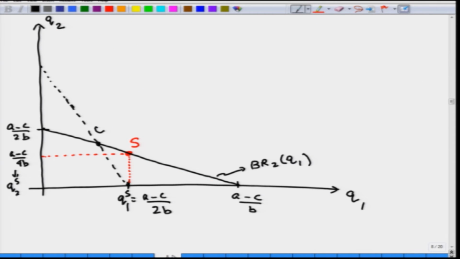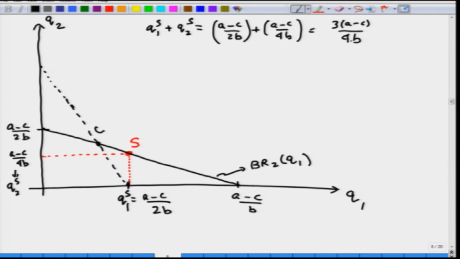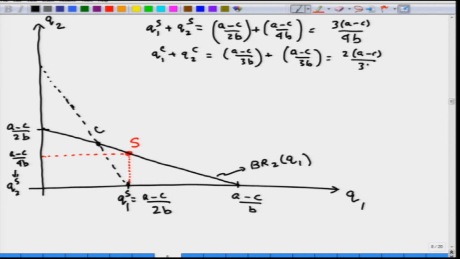Okay. So, we also said that the total output is larger than the output under Cournot. So, Q1S plus Q2S essentially is (A minus C) divided by 2B plus (A minus C) over 4B, which is 3 times (A minus C) over 4B, and this output is greater than the output under the Cournot model, which is 2/3. So, the output under the Cournot model is (A minus C) over 3B plus (A minus C) over 3B, which is essentially 2(A minus C) over 3B, which essentially means that the output under the Stackelberg model is greater than the output under the Cournot model.